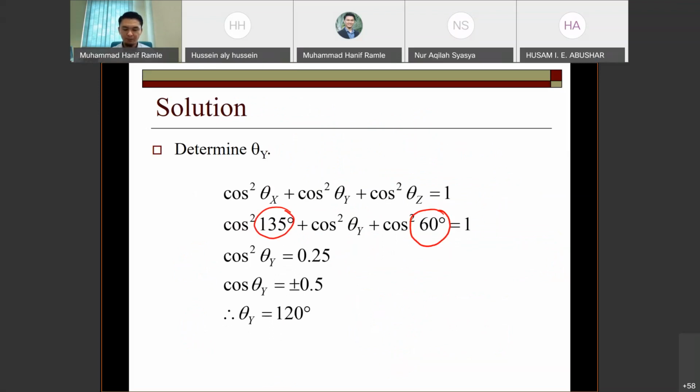I will go quickly, not very specific on the solution. If you can see here, there are two values, positive and negative, and we choose 120 degrees. So why do we choose 120 degrees instead of choosing 60 degrees? Any idea?